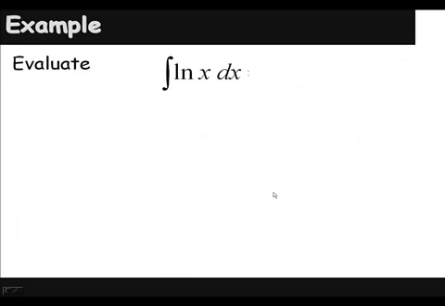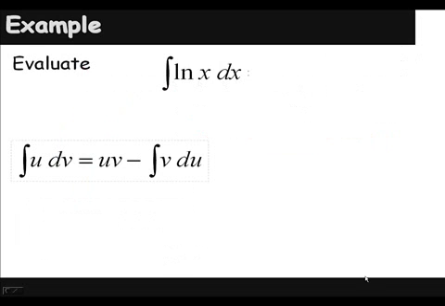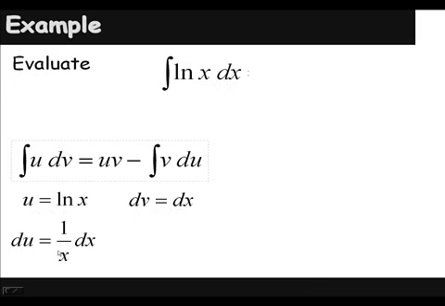Here's another example. I've got the integral of the natural log of x dx. I'm going to use the same formula. I'm going to let u equal the natural log of x. That means that dv has to be dx. Once we identify u, dv is everything else that's left in the integral that's not taken up, and that includes the dx. If we take the derivative of both sides here, we get du equals 1 over x dx. If we take the antiderivative of both sides here, we just get v equals x.